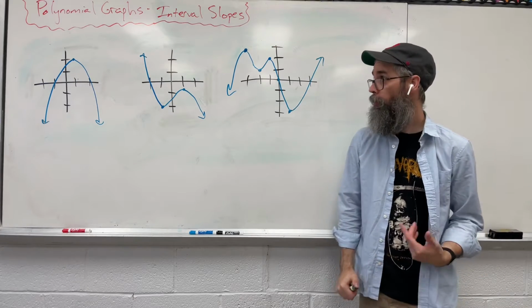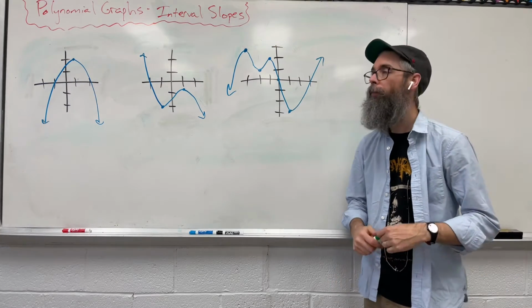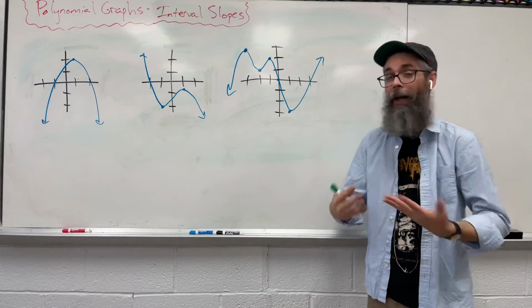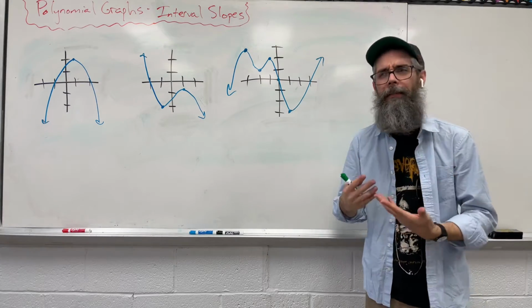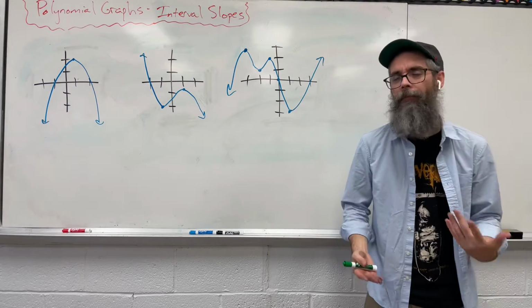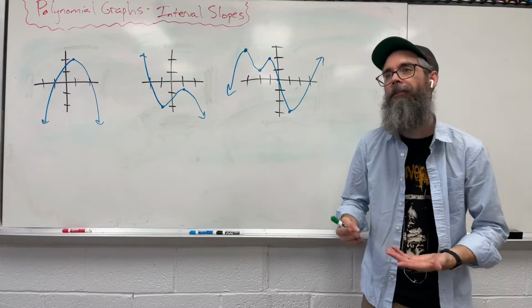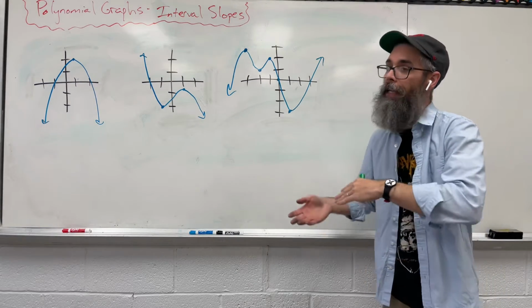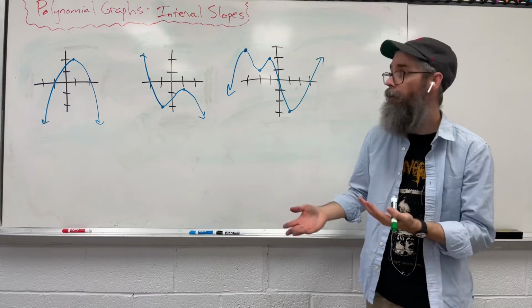Today we're going to look at polynomial graphs and their interval slopes. When I hear the word slope, the first thing that comes to mind for me is y equals mx plus b. M is that slope. What that means is how steep a line is, really, how steep that hill is. So here we're going to talk about different hills that go up, down, and all that.